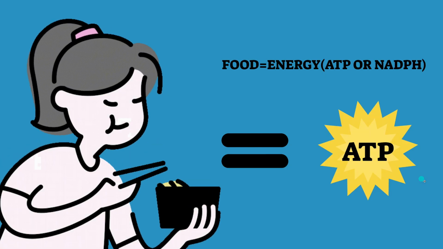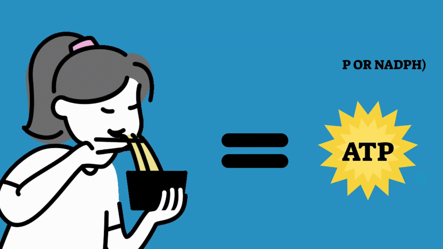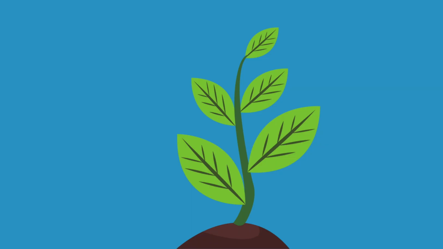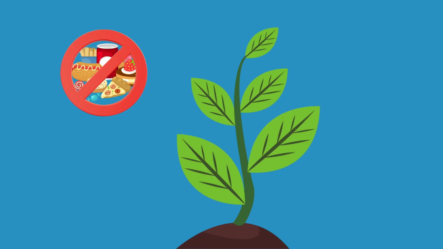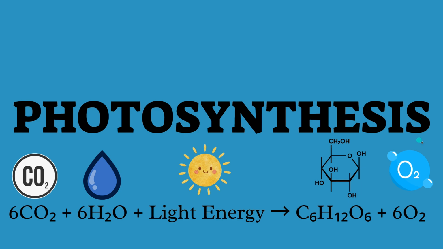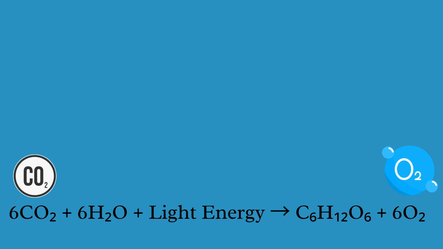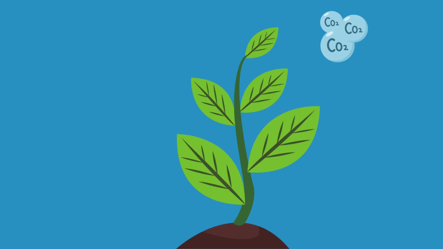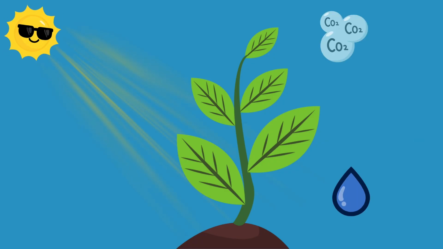But plants, they don't eat food. They make their food from a process called photosynthesis. This is when a plant takes in CO2, or carbon dioxide, and water, powered by sunlight, to get glucose and oxygen.